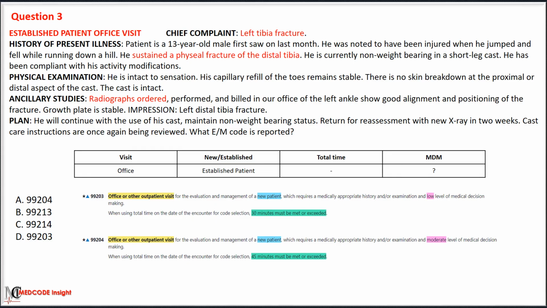but no MDM and time is provided, we need to analyze the three key components of the MDM, which are problems addressed at the time of encounter, amount and complexity of the data to be reviewed and analyzed, and risk of complications and/or morbidity or mortality of the patient management. First, we will eliminate options A and D, with the codes 99204 and 99203, used for new patient office visits.